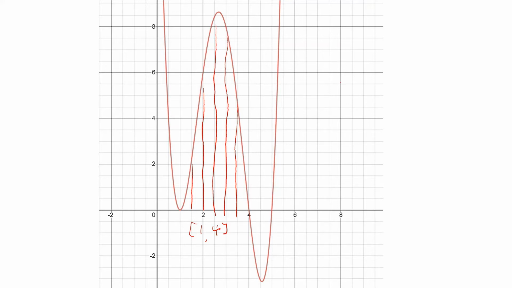So now the question is how to actually use these intervals to find the average value of a function. What I'm going to do is take the midpoint of each of these 6 intervals. I'm just going to circle those in real quick. These are very rough, by the way. They're not exact at all.